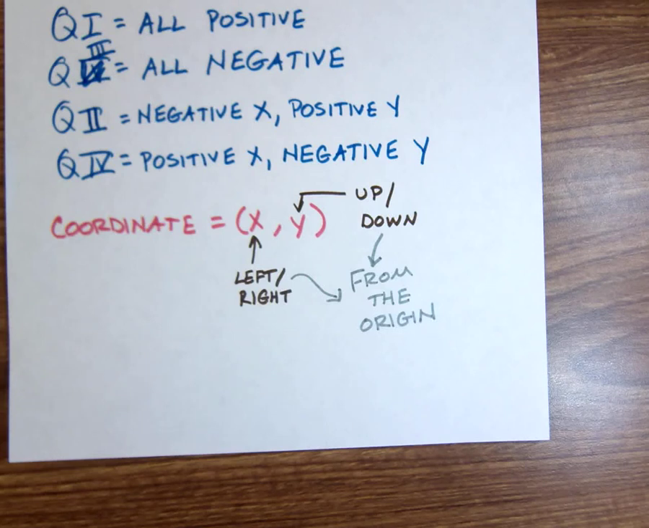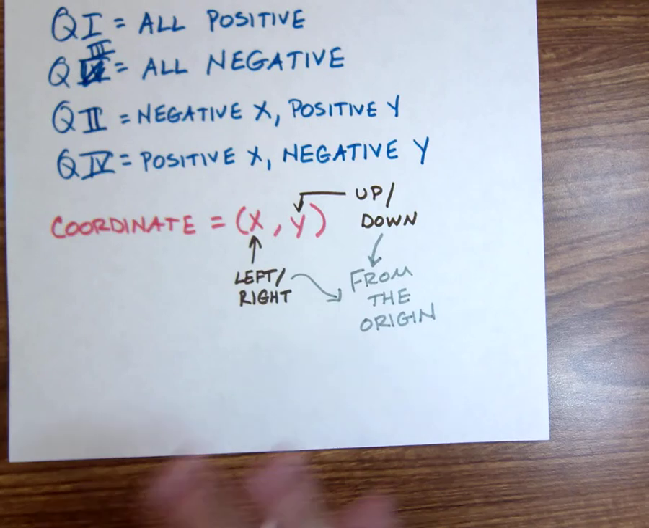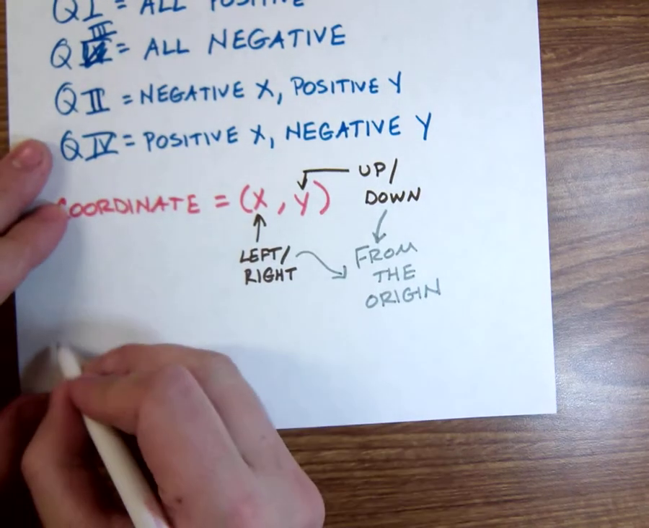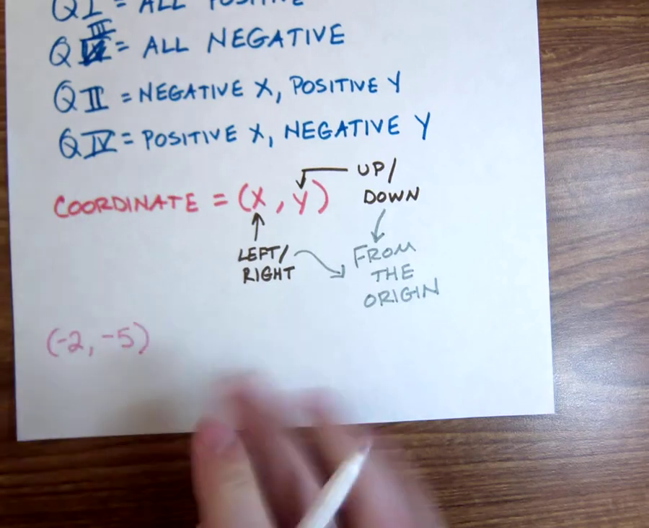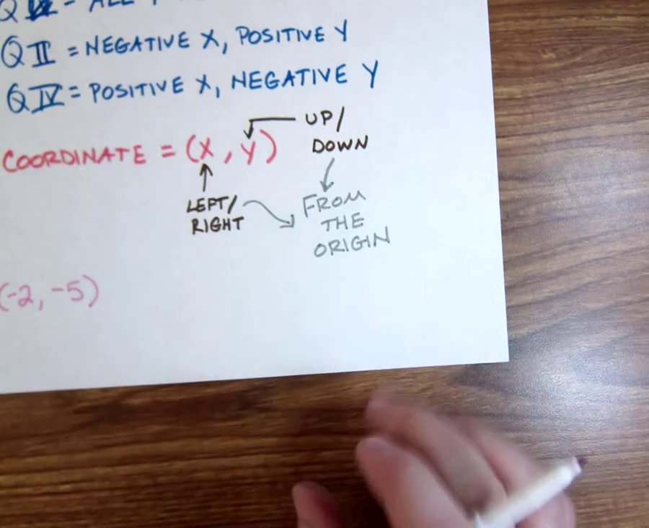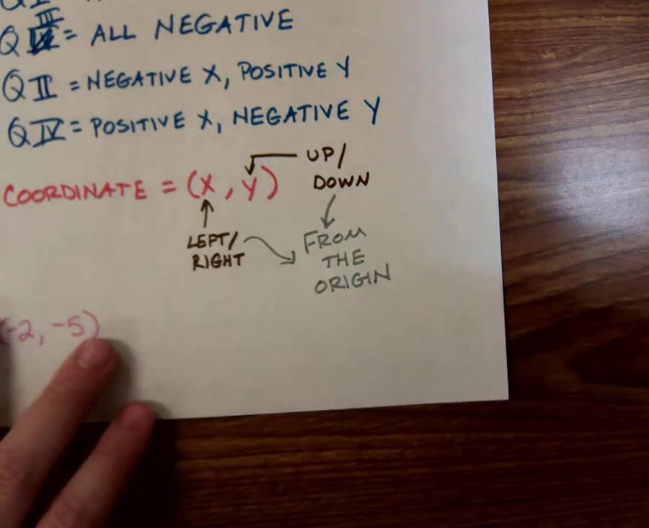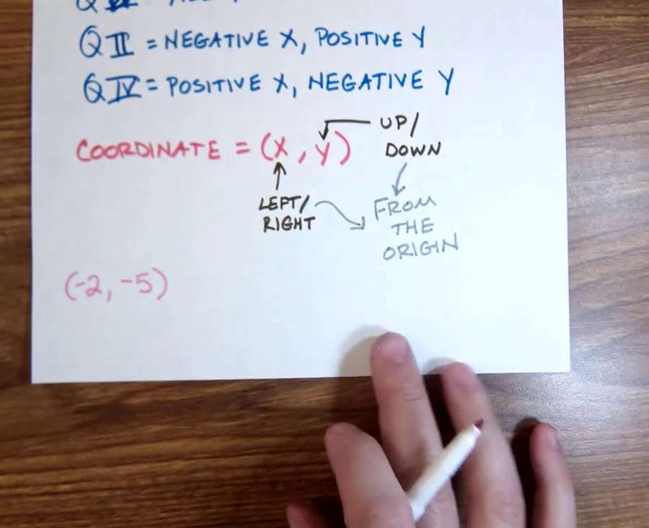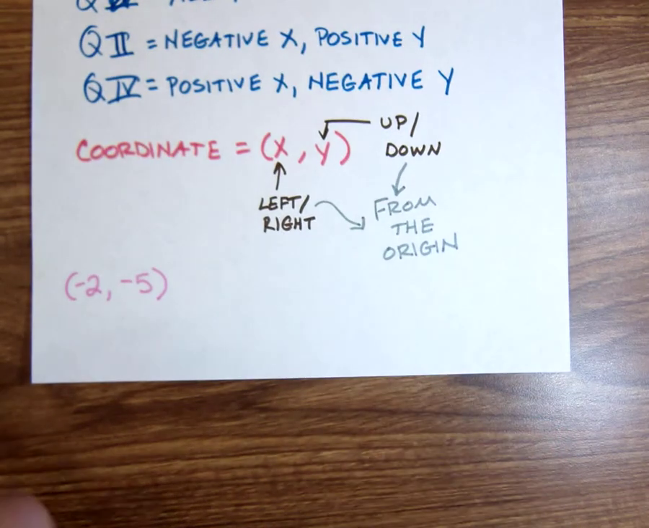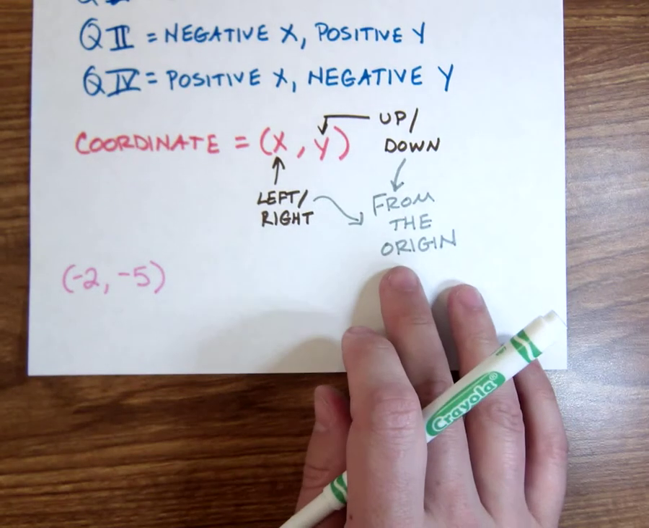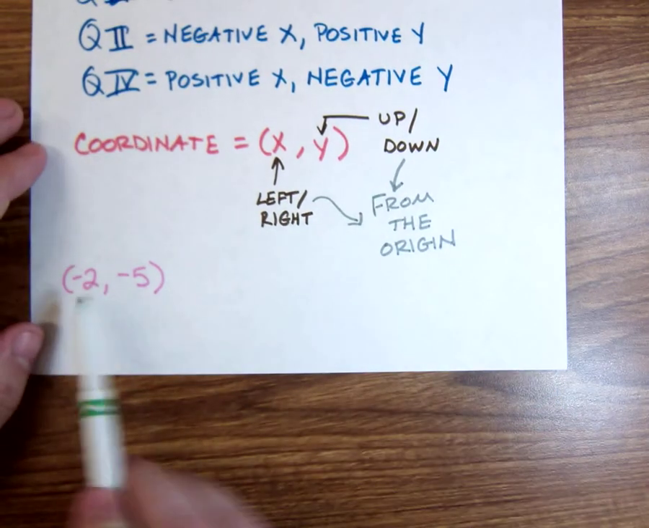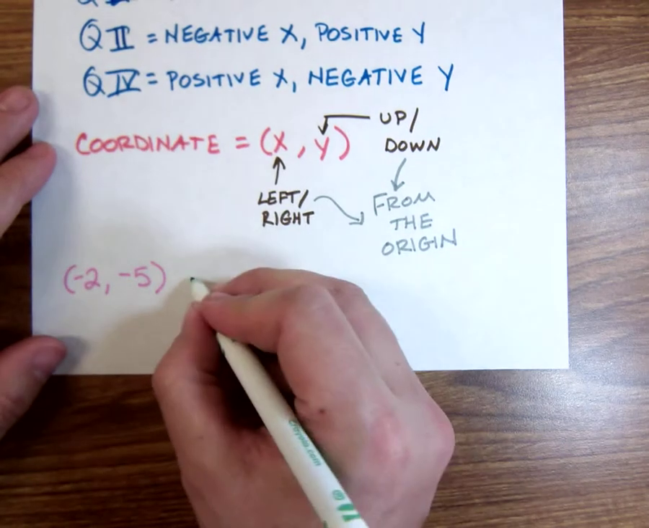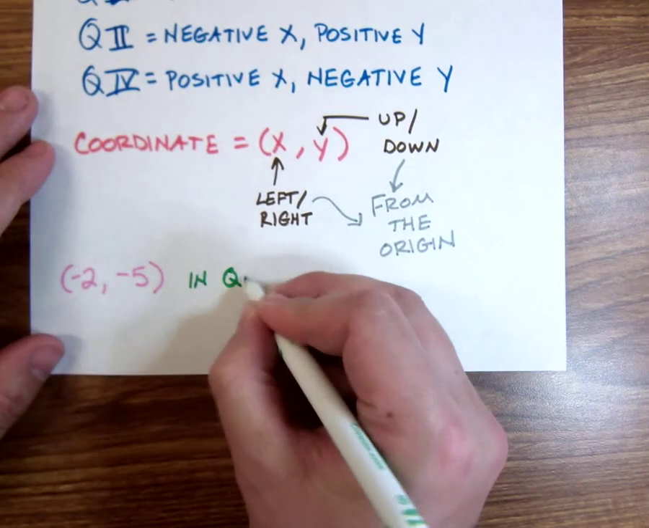So far, so good? All right, here we go. Let me give you a coordinate. There's no fancy way to read that. You read that coordinate as -2, -5. Before we do anything else, can you tell me which quadrant -2, -5 is going to be in? Why? Because it's all negative. The x is negative and the y is negative. So this is going to be in quadrant 3.